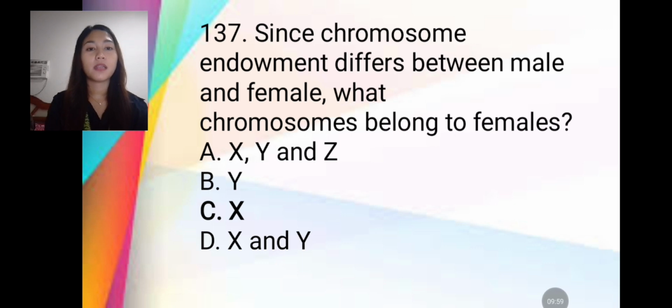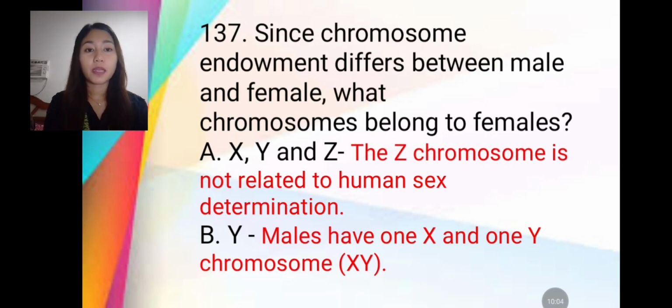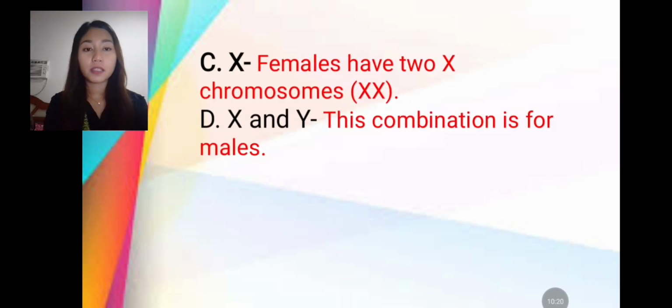So why not letter A, B, and D? Letter A, X, Y, and Z. The Z chromosome is not related to human determination. While letter B is Y, males have one X and one Y chromosome. While letter D is X and Y, this combination is for males. So the answer is letter C, which is X. Females have two X chromosomes, XX.